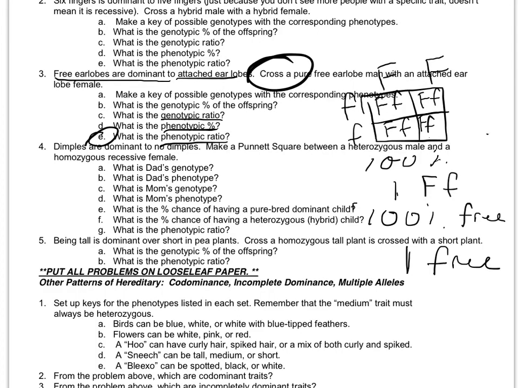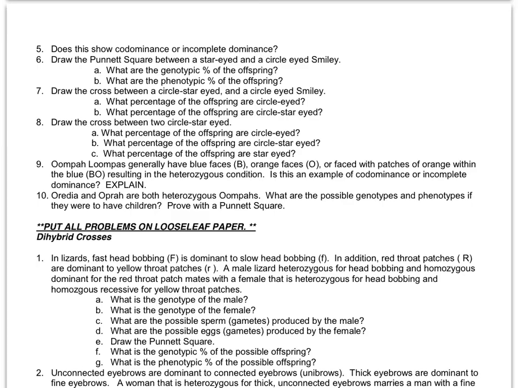So as we scroll down and look at the next page, what we're going to see is that we have some concerns that people had with, let's say, number 7. So let's look at number 7. Draw a cross between a circle star-eyed and a circle-eyed smiley. Well, this is an explanation for this incomplete dominance or this codominance. So we're going to have to make a key first.